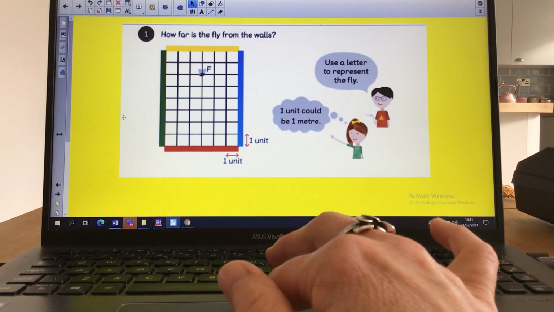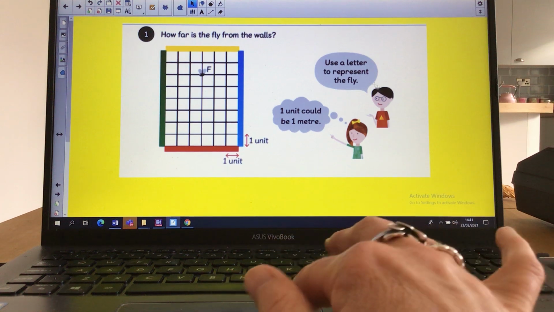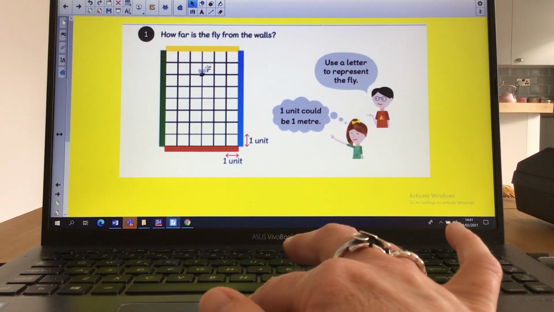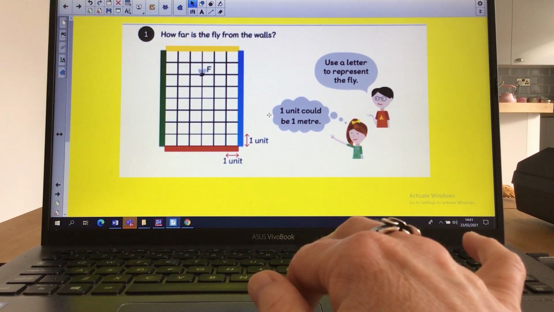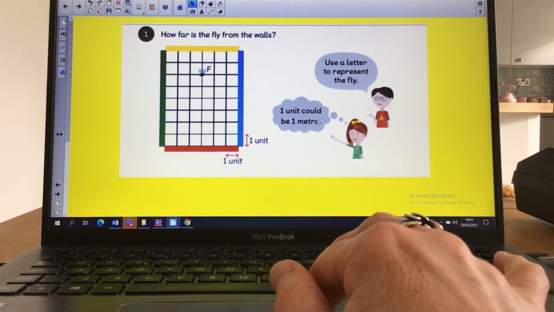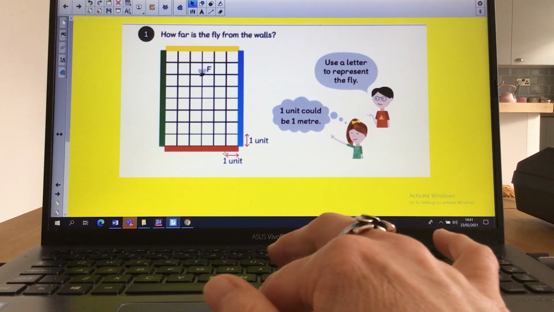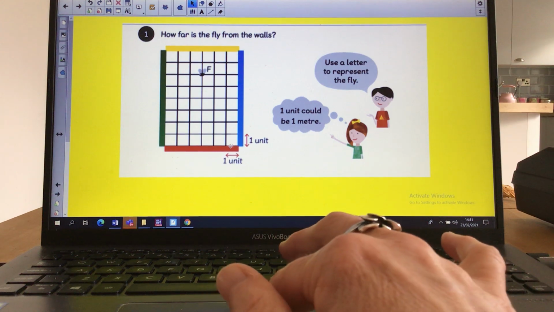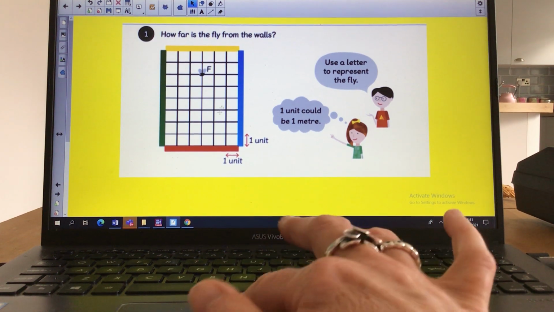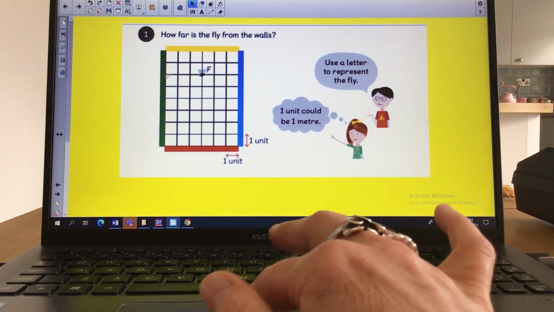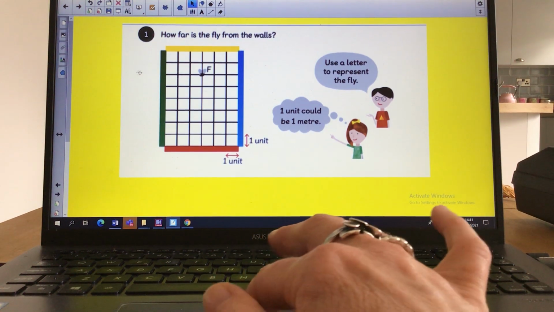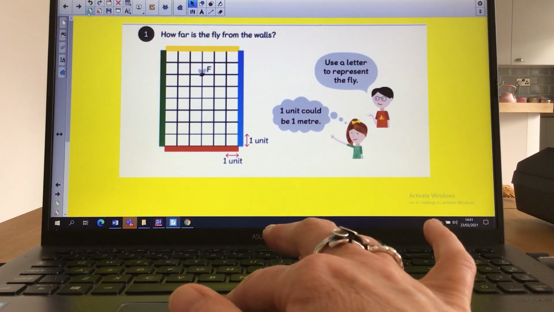How far is the fly from the walls? Use a letter to represent the fly. So they put F for fly. We could put D for dot if we were just using a dot. 1 unit could be 1 metre. So she's talking about units there being a metre. Can you see? Now it's on a grid and it's a little bit easier for us to think about where that fly or spot is on the wall.